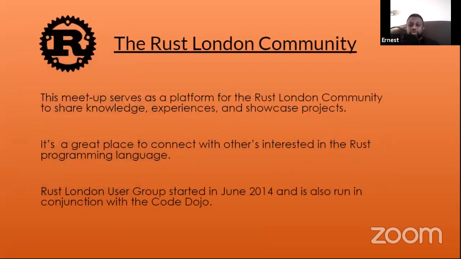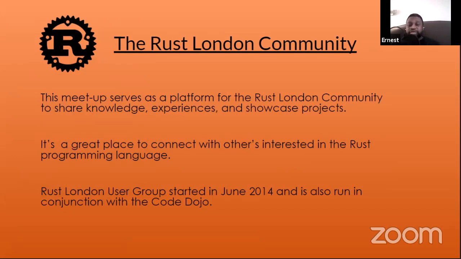This is the Rust London Talks. This is the community meetup for the Rust London user group. We are a community of developers, DevOps, all kinds of people who are interested in the Rust programming language. The community is actually comprised of 3 different kinds of meetups that we try to put on for everyone in London. The meetups serve as a platform for the Rust London community to share knowledge, to share experiences, and to showcase projects. That's what the London Talks is.